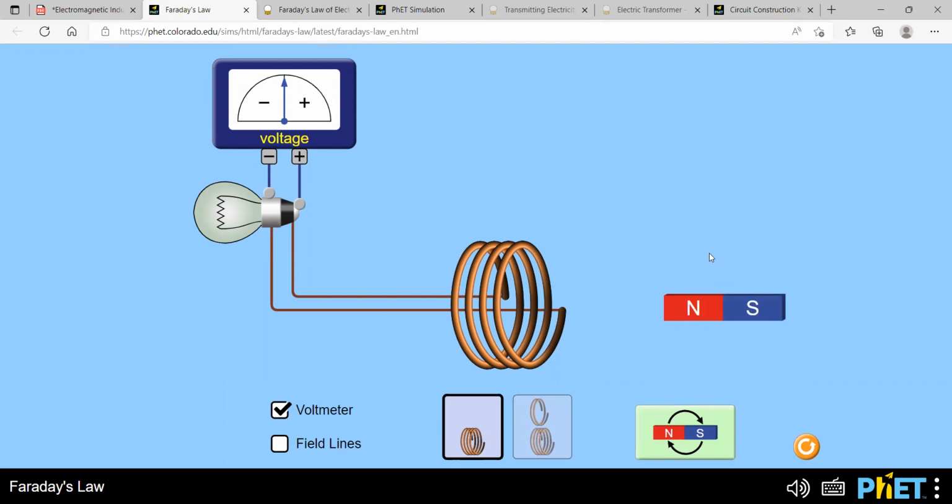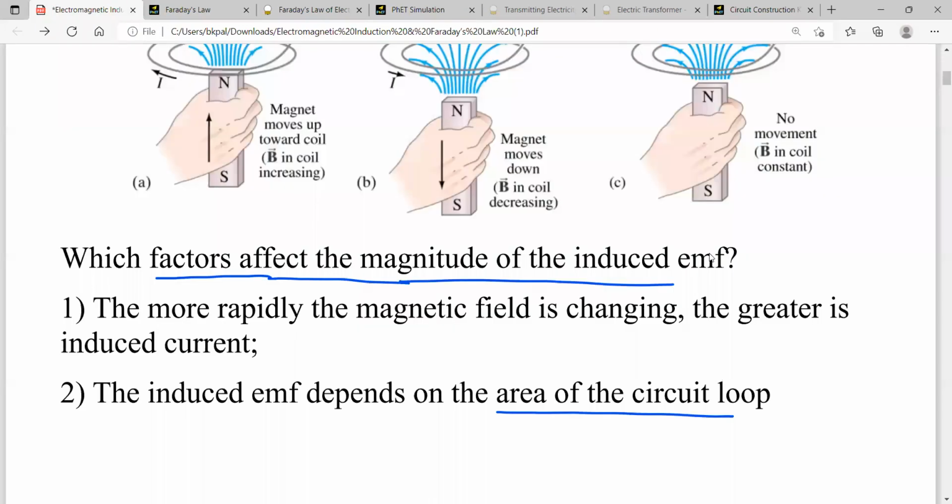So you can change the magnetic field in two ways. One is by moving the magnet towards or away from the coil, or moving the coil towards or away from the magnet. And the next thing is that the area of the coil also affects the magnitude of the induced EMF.